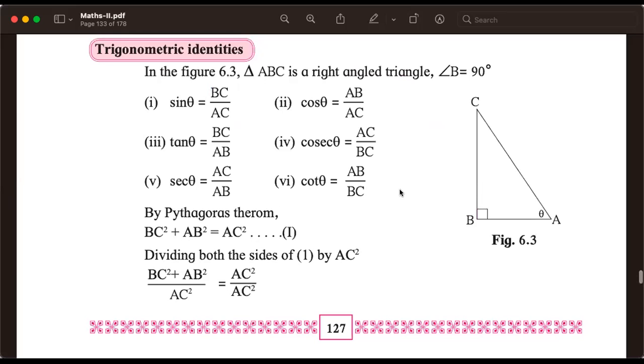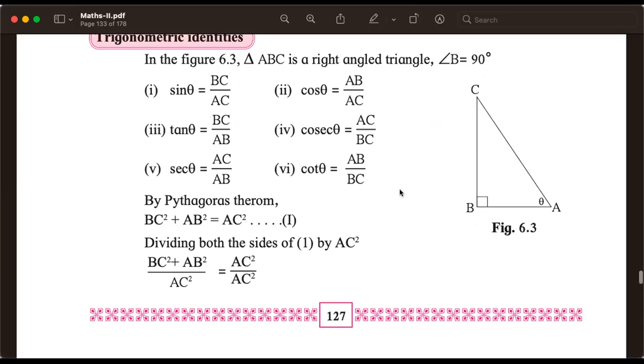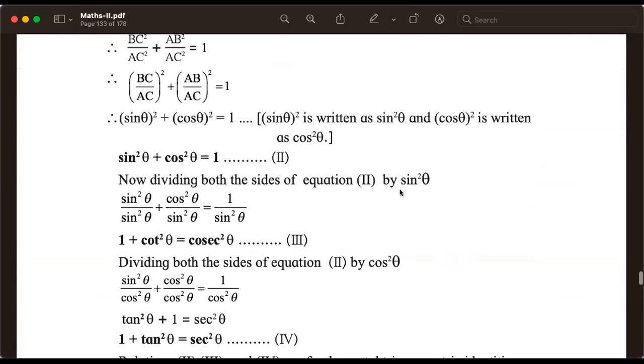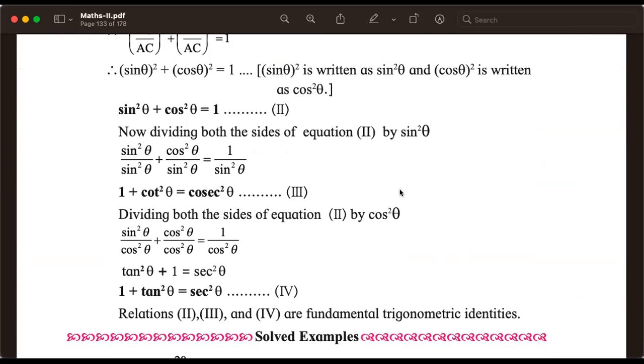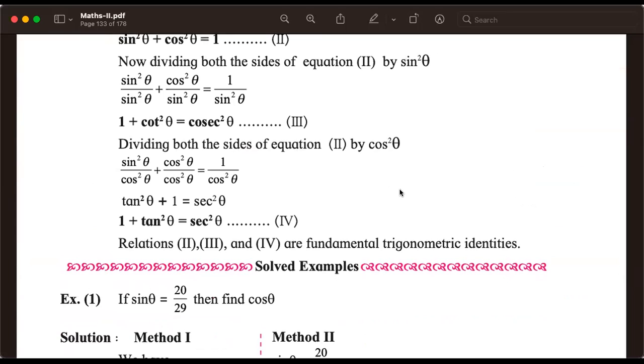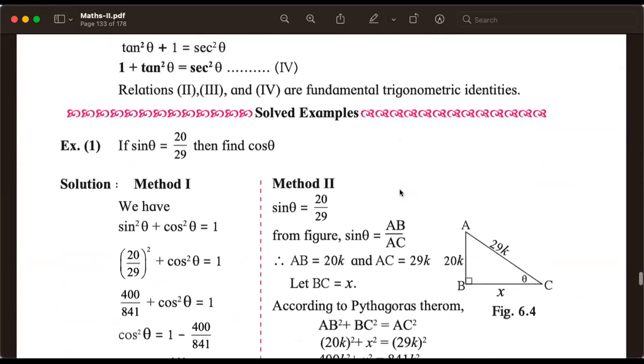Then we looked at trigonometric identities. One identity we had studied last year, which is sine square theta plus cos square theta equals 1. We revised that and studied 2 more identities. First one is 1 plus cot square theta equals cosec square theta. The second one is 1 plus tan square theta equals sec square theta. And that is the theory. That's all the theory that we need.